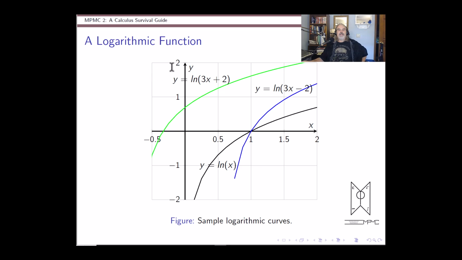Now, we brought in the natural logarithm, so here are some samples of that type of function. The black curve here is the garden variety y equals natural log of x. An anchor point, a very important point to notice, is where it crosses the x-axis.